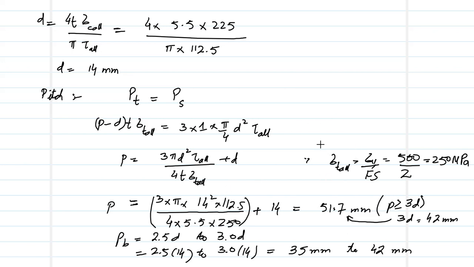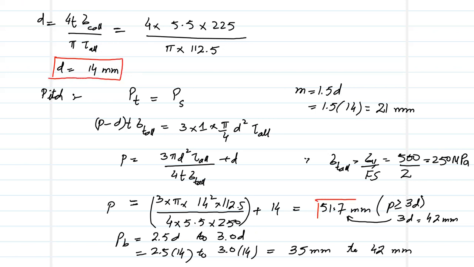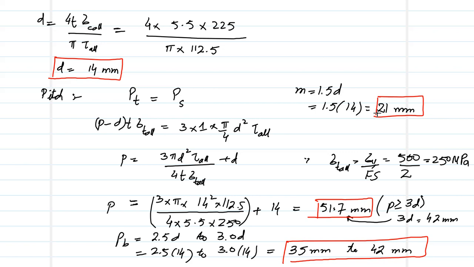And the last thing is the margin. In this case, margin is 1.5d. So that is 1.5 into 14, which is 21 mm. So we have found the four parameters of design. One is d, second is the pitch, third is the back pitch, and fourth is the margin. This is for the lap joint.